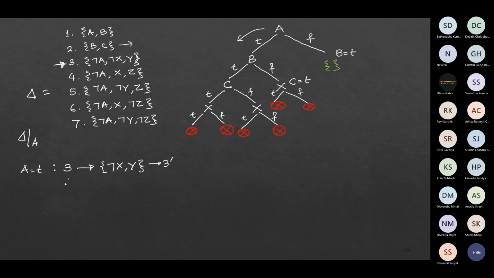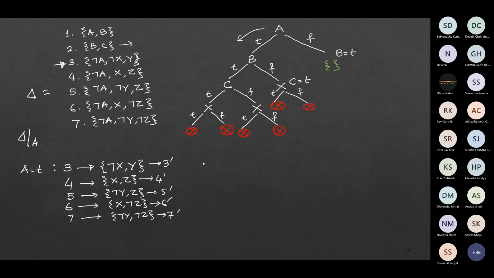Right? And similarly, you can check it out. We see that the fourth clause will be translated to this. The fifth clause will be translated to not of Y, Z, and the sixth clause will be translated to X, not of Z, and the seventh clause will be translated to not of Y, not of Z.